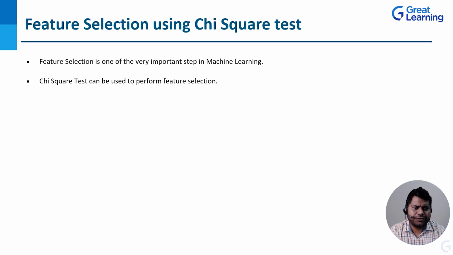Now, feature selection is one of the very important steps in machine learning or any statistical modeling. So what does feature selection do? With the help of feature selection, we can identify which variables will help us in predicting an output variable. Then we can select only those features, train our model on top of them, and get the best result out of that model. So without wasting any time, let's get started and see how we can do feature selection using chi-square test.